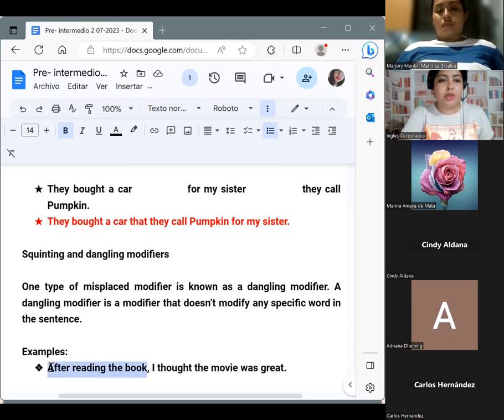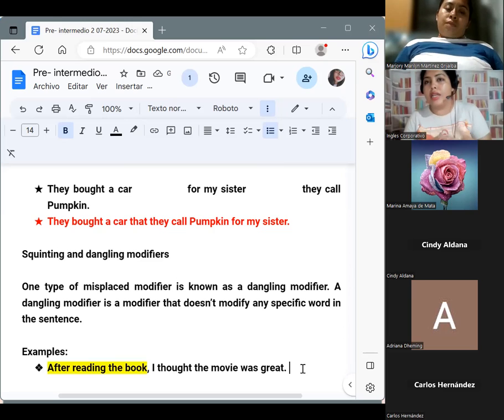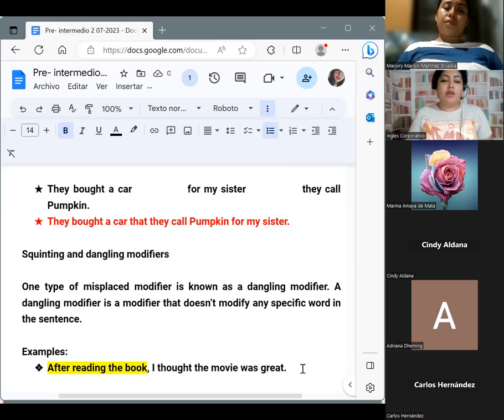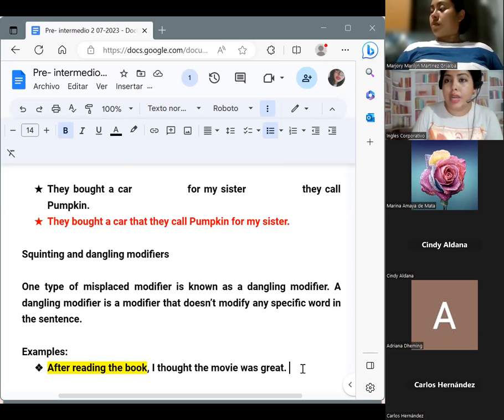After reading the book, we can make another kind of sentences with these kind of phrases, but in this case, we don't have the complete idea about the things that they are saying. Maybe after reading the book, I went to the cinema to see the movie, and I thought the movie was great.